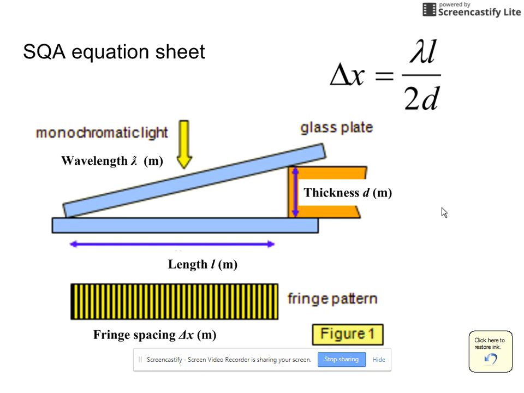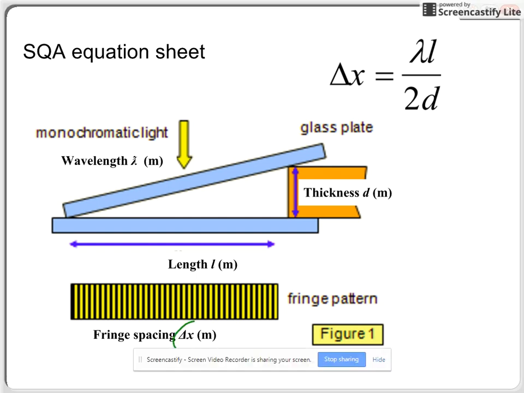Okay, so that's it there. So lambda L over 2d is the equation that is on your formula sheets. And what that's giving you is the fringe spacing, delta x, in terms of the whole length of the slide there, the wavelength of light that you're using, and the thickness d in there. All of those would have to be in meters for it to work best.